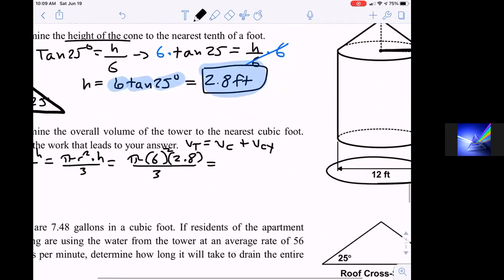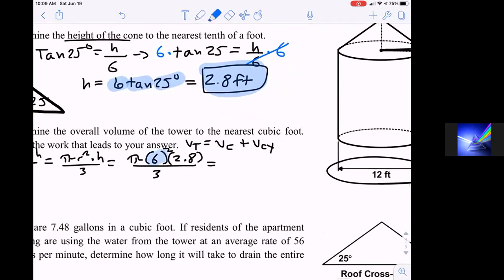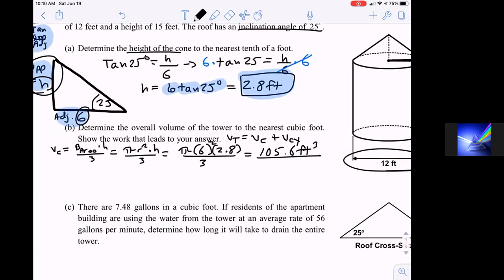Okay, plug that into our calculator. We're going to go 6 squared times 2.8 times pi, it equals, then divide by 3. And we get about 105.6 cubic feet for the cone on top.